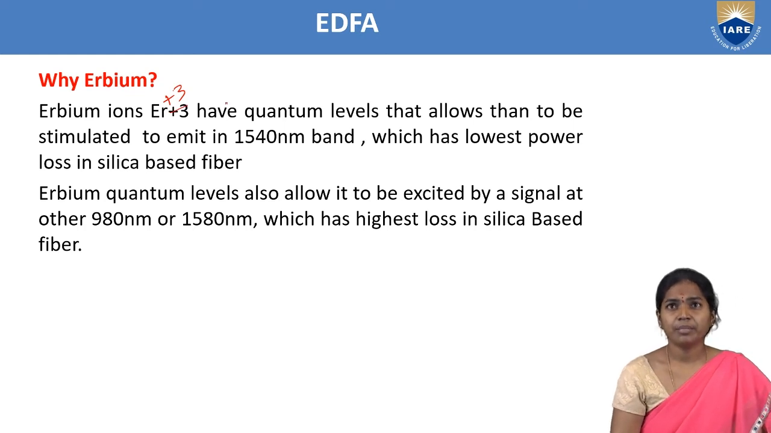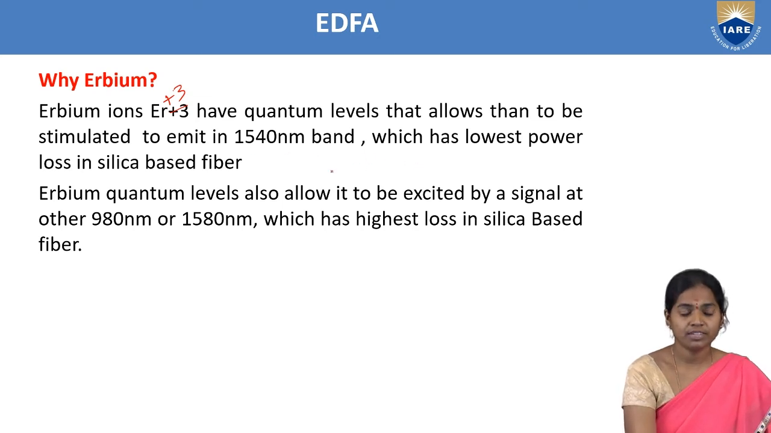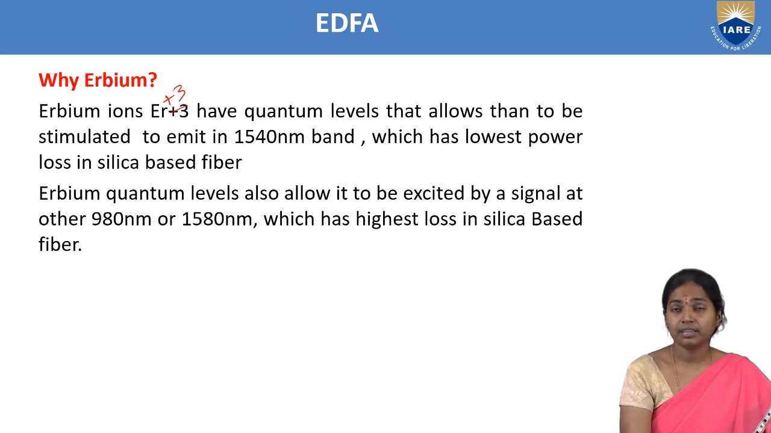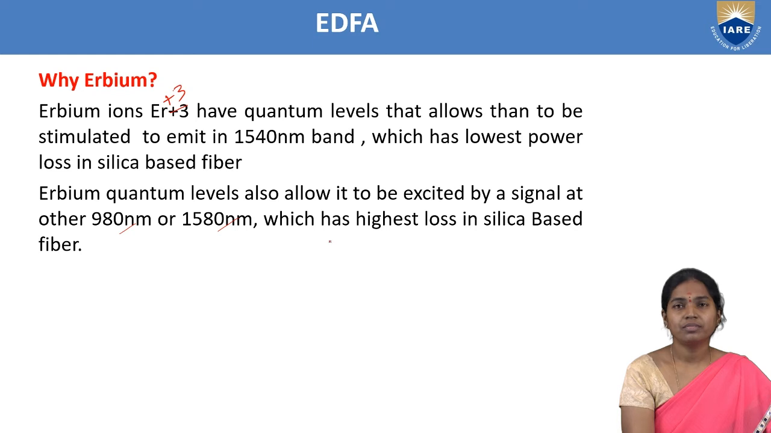Erbium ions are rare earth ions, represented as Er^3+. Their quantum levels allow them to be stimulated to emit in the 1540 nanometer band, which has the lowest power loss in silica-based fibers. Erbium quantum levels also allow it to be excited by a signal at 980 nanometers or 1480 nanometers, which has the highest loss in silica-based fiber.